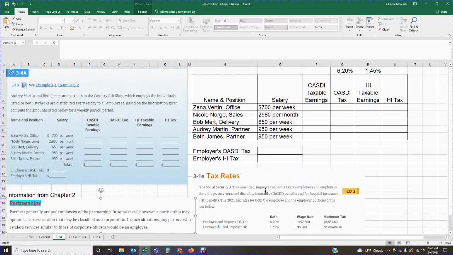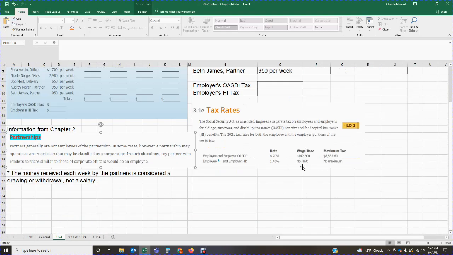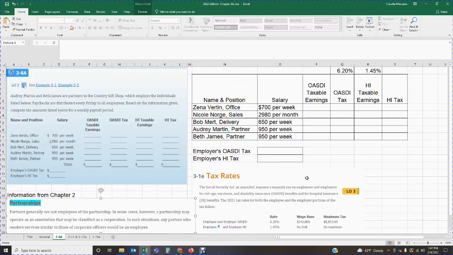So it's 1.45%. There is no limit on the wage base, so you're going to pay 1.45% regardless of how much money you make. You can make $1 million, $2 million, $5 million. The rate is 1.45%. And there is no maximum tax because it just varies on so many factors. So this is the layout of the problem.